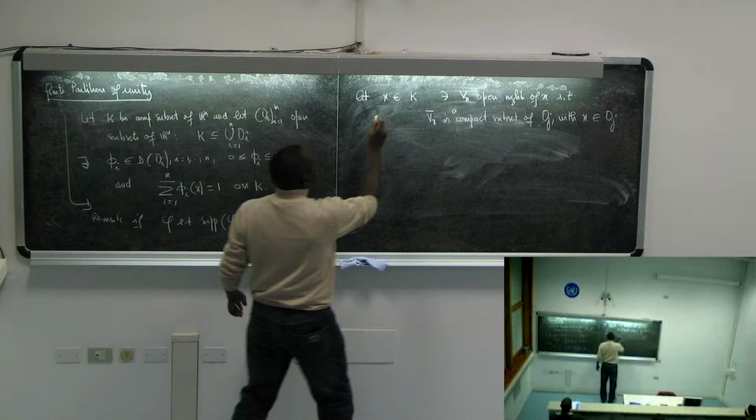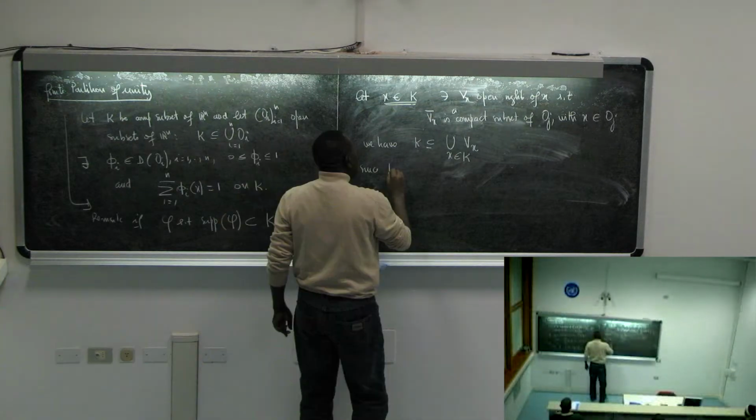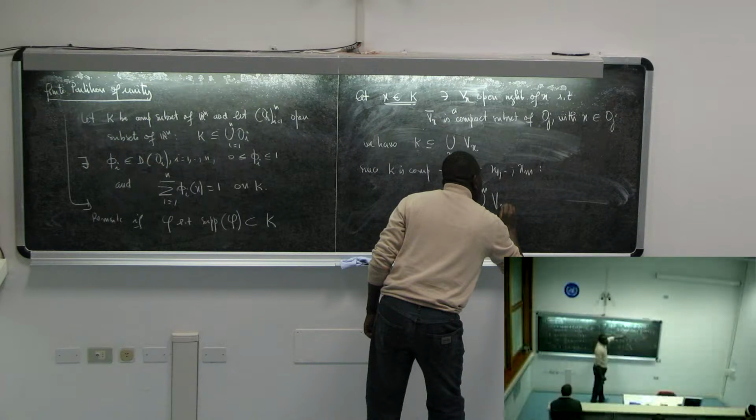K is in the union for x in K of such V_x. Because for each x in K, I have V_x, so if I take the union of all V_x, this union contains K. And I use the fact that K is compact. Since K is compact, there exist x_1 to x_m such that K is in the union for i equal 1 to m of V_{x_i}. This is an open cover, so I get a finite open subcover. Okay?